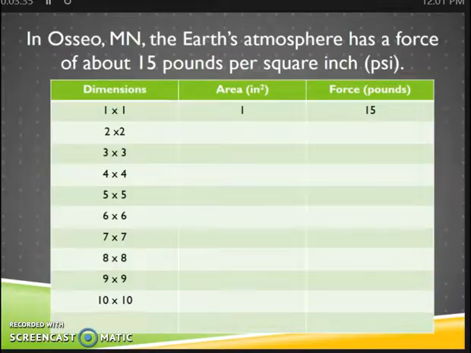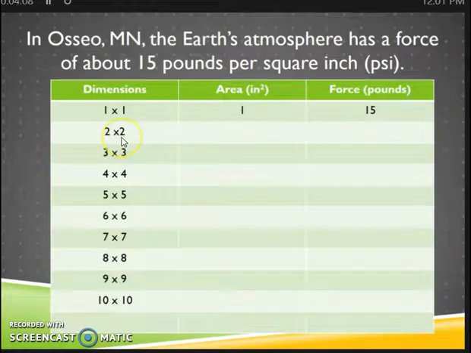So that gave a little background information about air pressure. If we look at the air pressure here in Osseo, Minnesota, the Earth's atmosphere has a force of about 15 pounds per square inch, or PSI. So if we had a 1 by 1 dimension object, which is 1 square inch, and we know that we have a force in Osseo of 15 pounds, 1 times 15 gives us 15 pounds per square inch.